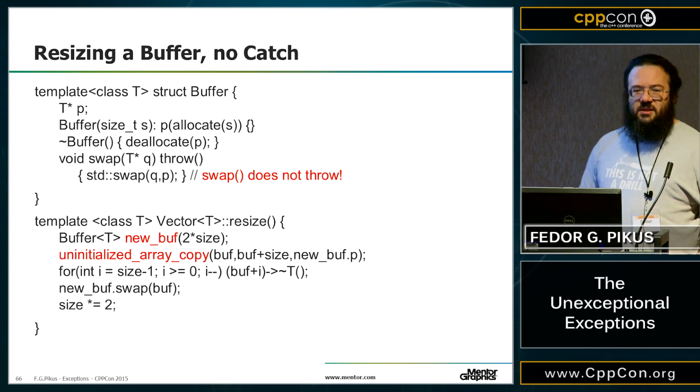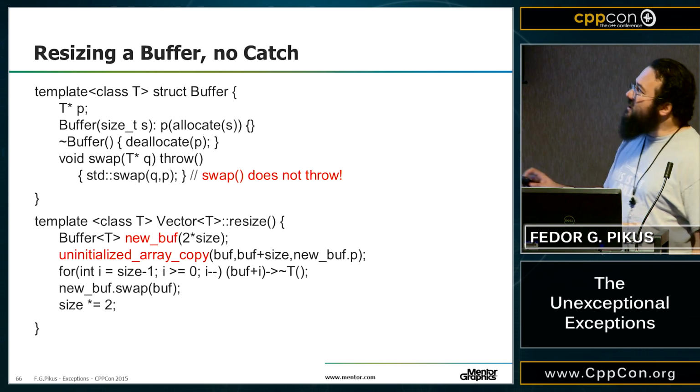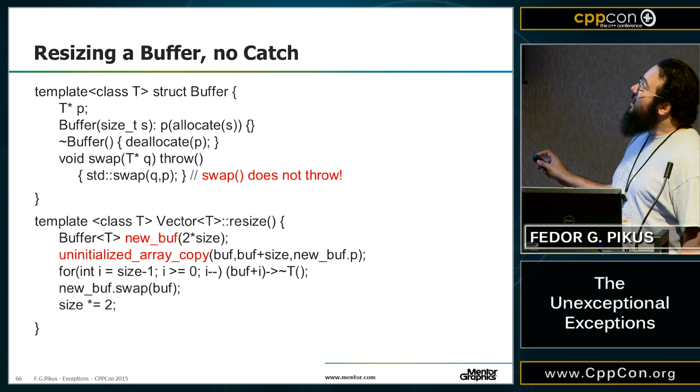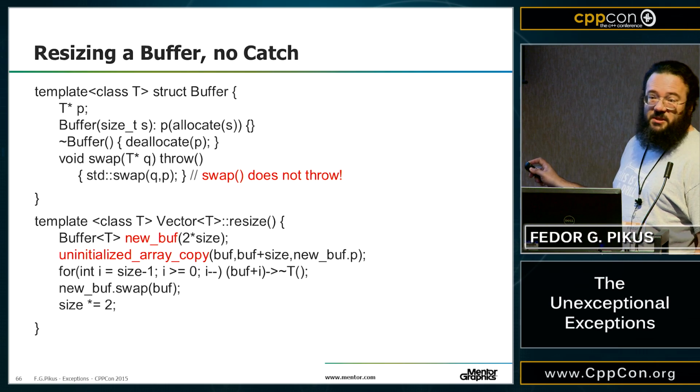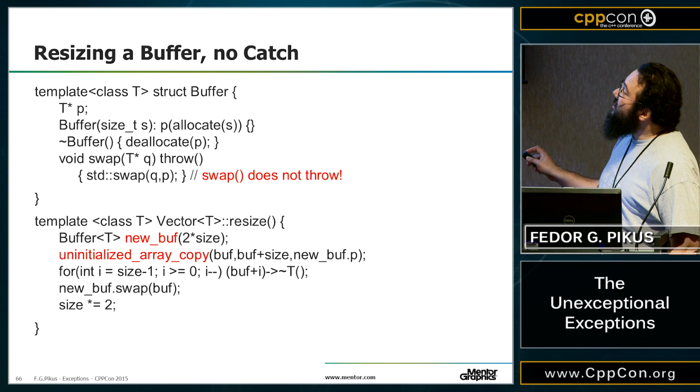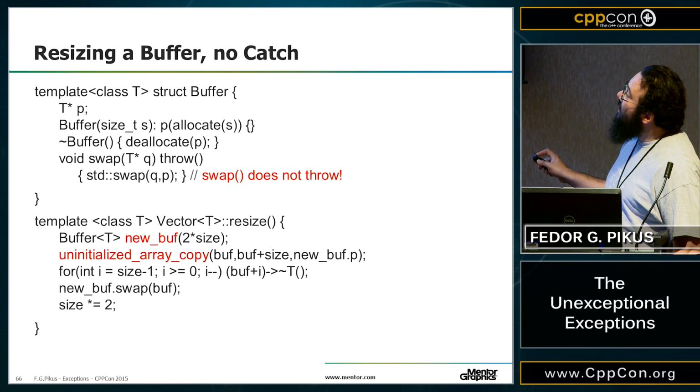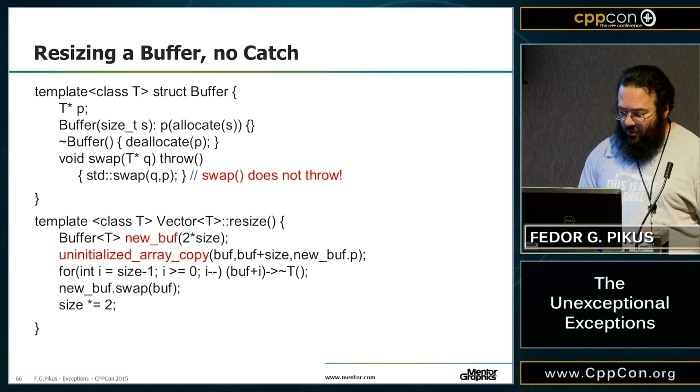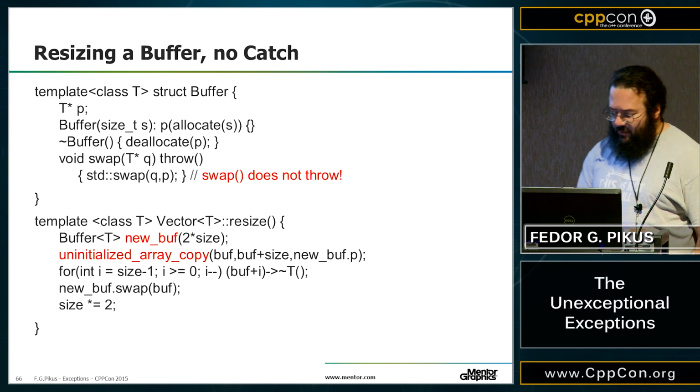Well, this is correct, but badly written. The previous example was correct, but badly written. Here is how you do it without an explicit catch. Here is our buffer. It has a constructor, and it has a destructor, and it has a no-throw swap, or in C++11 it would be a noexcept swap.